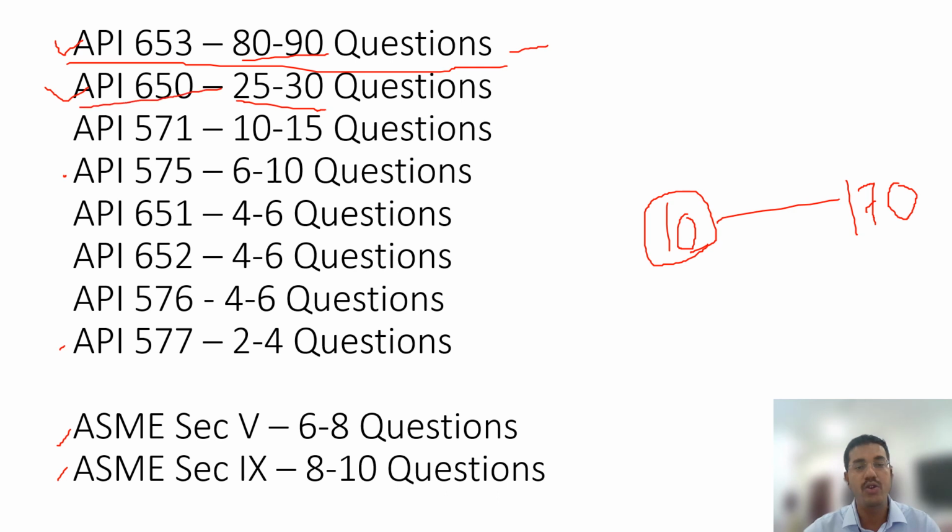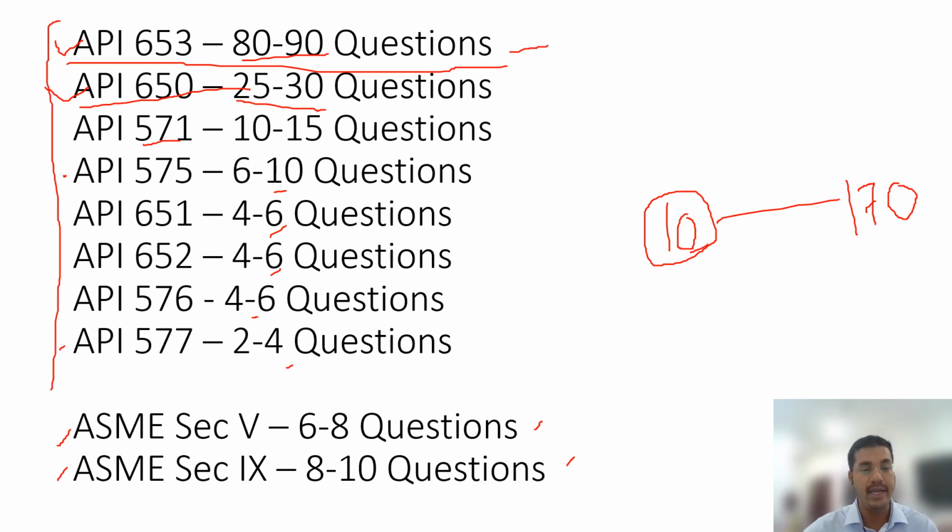API 650 is 25 to 30 questions. 571 is 10 to 15. 575 is 6 to 10. 651 is 4 to 6. 652 is 4 to 6. 576 is 4 to 6 questions. 577 is 2 to 4 questions. And section 5 and section 9 have 6 to 8 and 8 to 10 questions respectively. So this is usually the pattern.